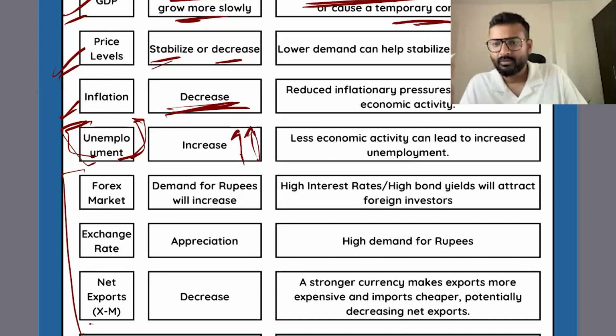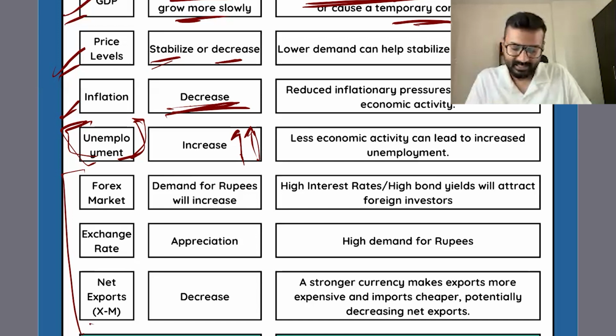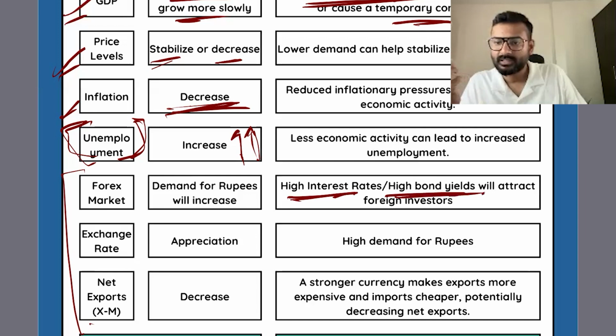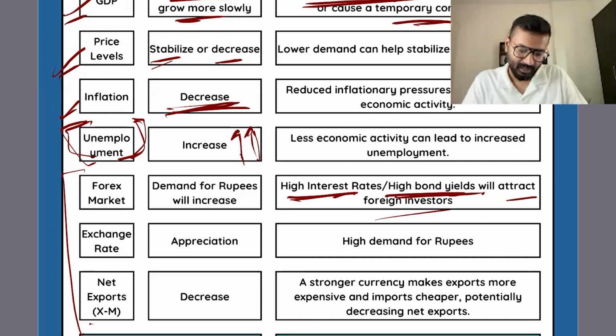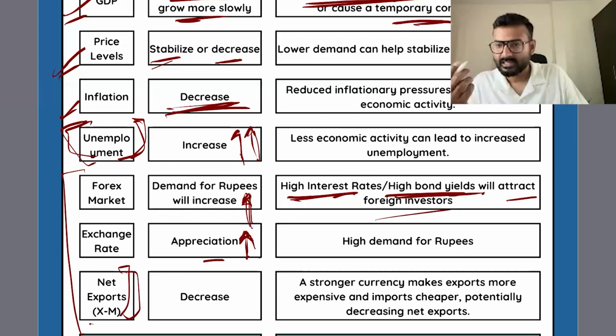Now from the point of view of a foreign investor, the interest rate is high, the bond yields are high, so the returns on their investment will be high, right? So it becomes attractive for a foreign investor to invest in the Indian economy. So the demand for rupee will increase. Once the demand for rupee increases, there is appreciation in the exchange rate, right? What happens to net exports? Now, since there is appreciation of the rupee, imports become cheaper and exports become more expensive.